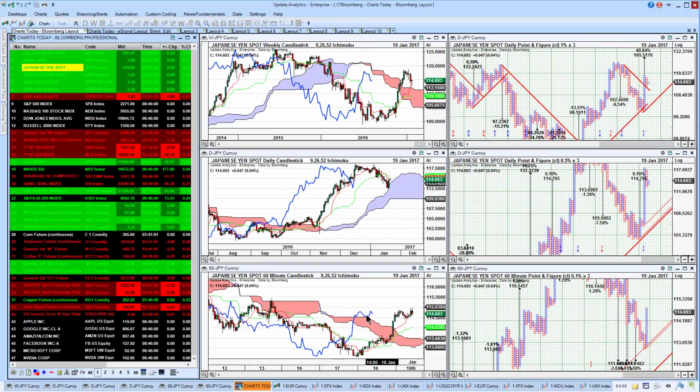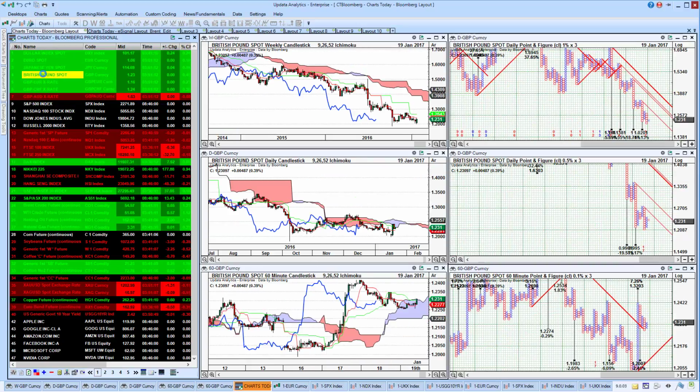We're through the cloud already. This is quite a nice lead indicator. We're through the cloud already, weakening yen, strengthening dollar. So that is just giving us a little bit of a heads up.